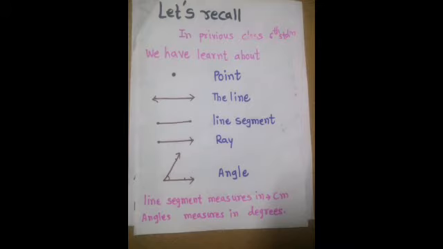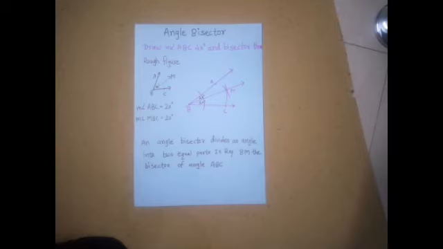Let's now see how to draw an angle bisector. Draw an angle ABC of measure 90 degrees and bisect it. First, I am drawing a rough diagram according to the information of the given example. Then, I draw a measured 40 degree angle.